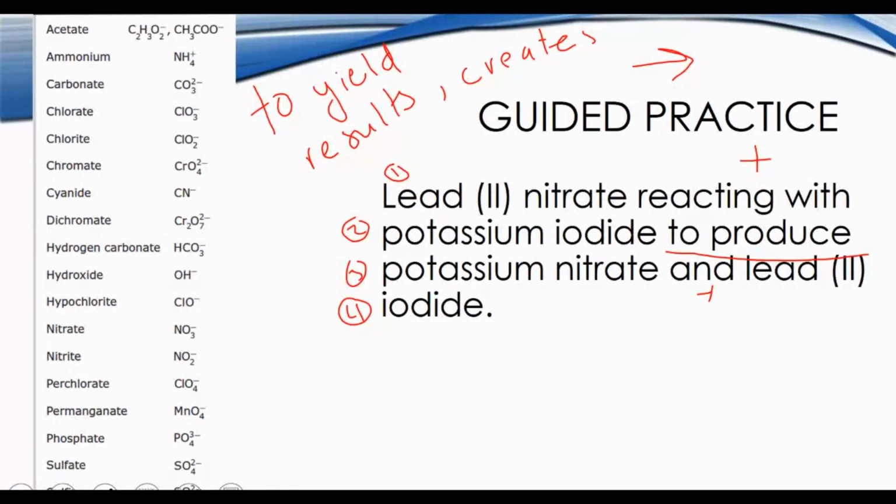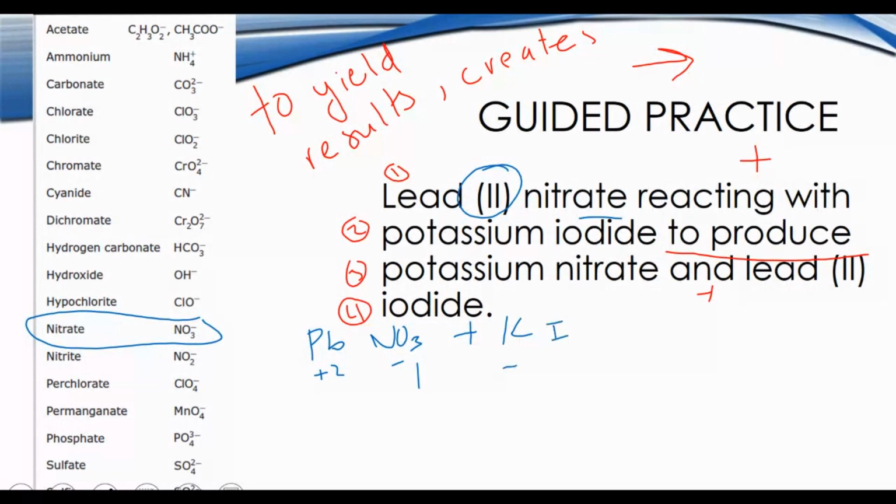So lead 2 nitrate. Lead is Pb. And Pb has a charge of plus 2 because the Roman numeral tells me it's 2. I'm going to write it here underneath. And nitrate. Nitrate ends in ATE, so that means it's a polyatomic. So I'm going to find it on my list of polyatomics here on the left. And it tells me NO3 with the charge of minus 1. So NO3 minus 1.